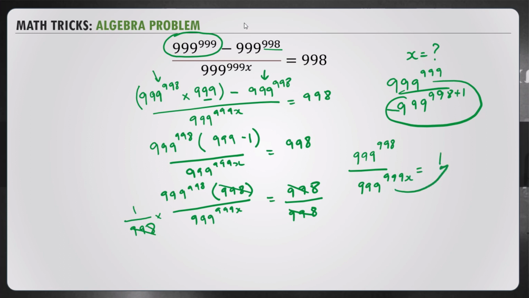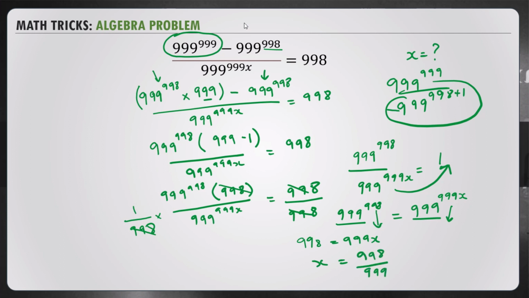So basically this can come up here and we will have 999 to the power of 998 is equal to 999 to the power of 999x. Looking at the bases, they're the same. We can just work on the exponents and we get 998 equal to 999x, and voila, x is now equal to 998 over 999. That is your answer.